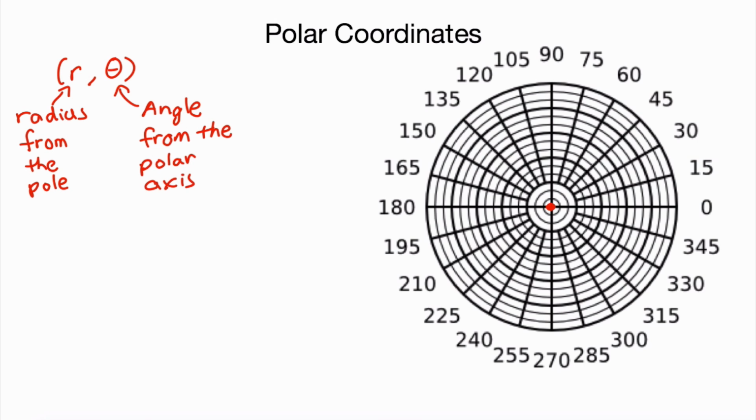The pole is at the same location as the origin would be on a Cartesian plane. The polar axis is on the same location as the positive x-axis on a Cartesian grid.